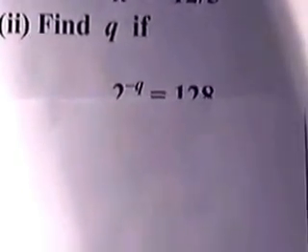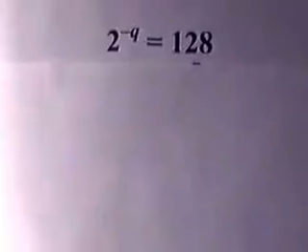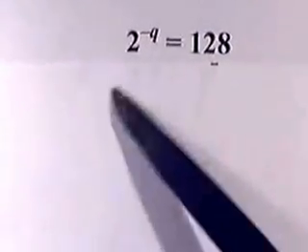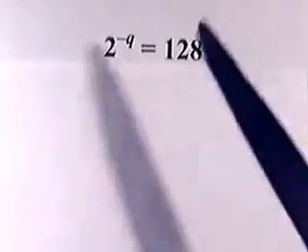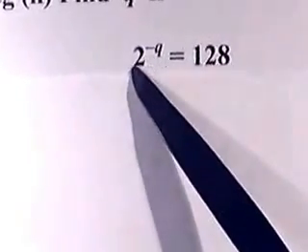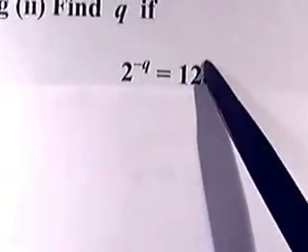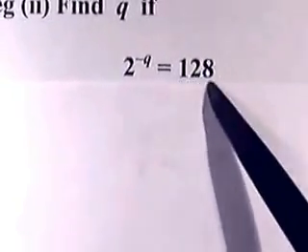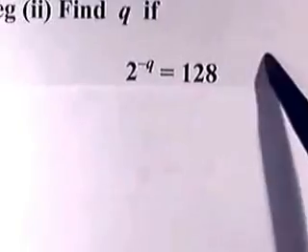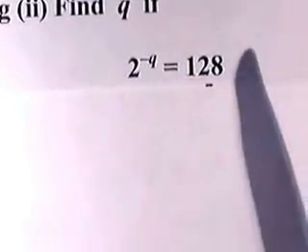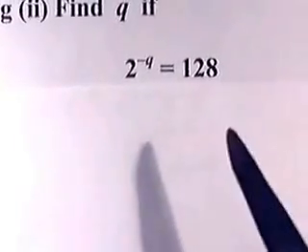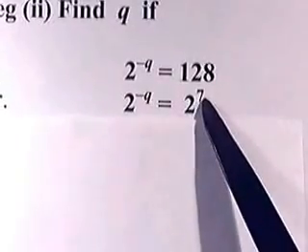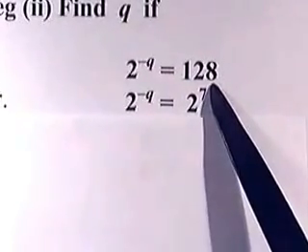It says find Q, if 2 to the minus Q is 128. Well, again, you see this base number 2. That should say to you, how do I rewrite 128 as 2 raised to some power? Well, a little trial and error on your calculator, or even on paper, should show you that 2 to the power of 7 is really 128.